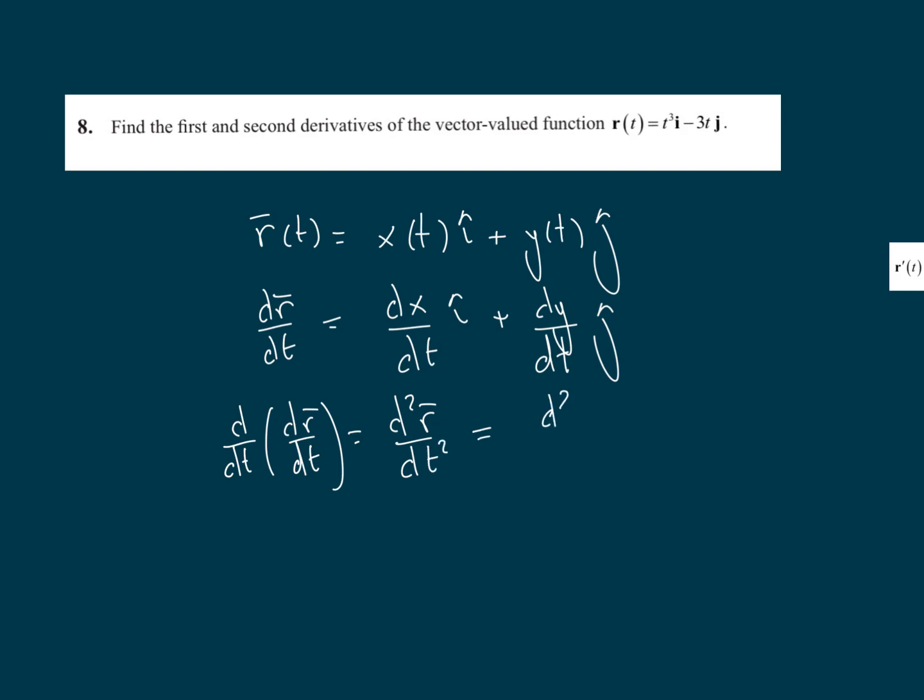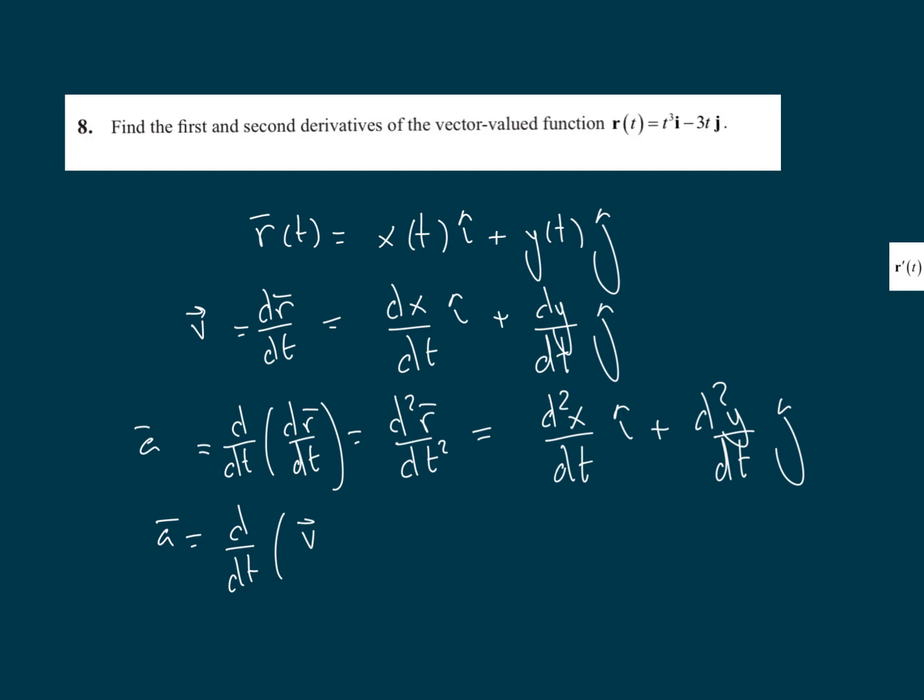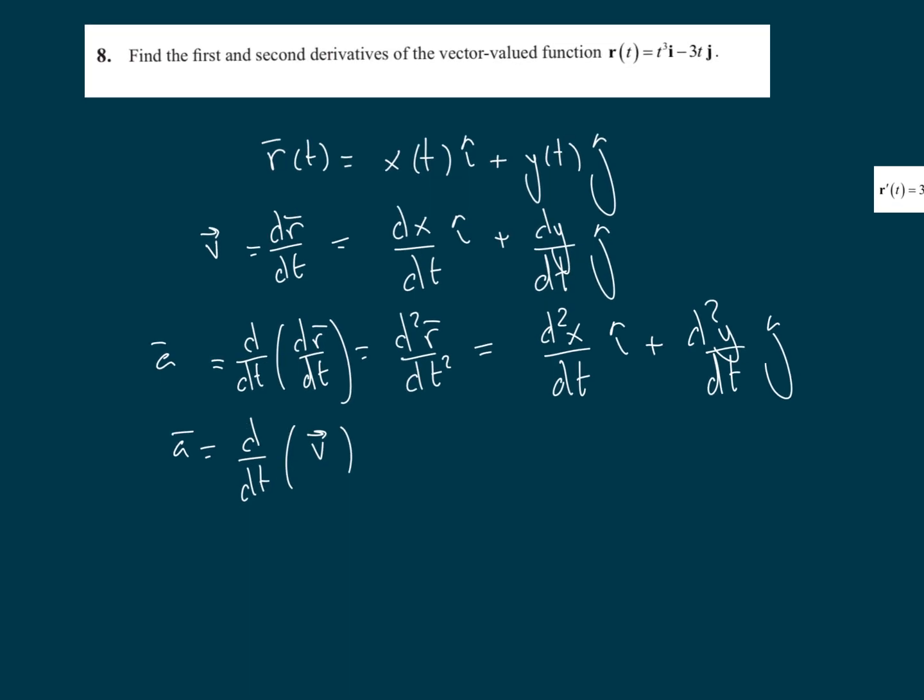And this will be the second derivative of x with respect to t i plus the second derivative of y with respect to t j. This is named the vector velocity, the change in position per unit of time. And this is the acceleration, and it's nothing else than the derivative with respect to t of the vector velocity, because v is the derivative of r with respect to t. So let's do the problem.